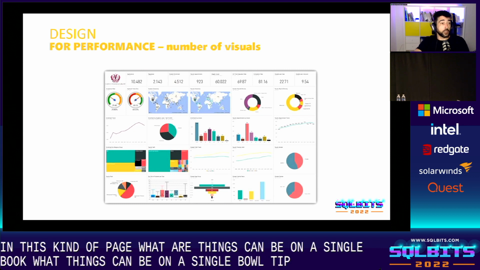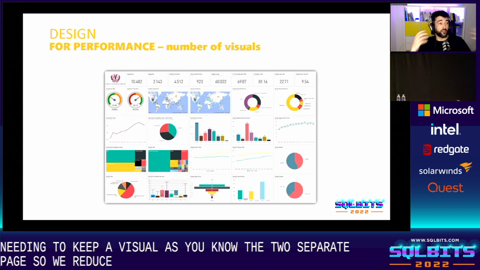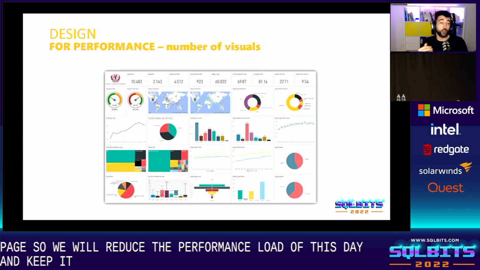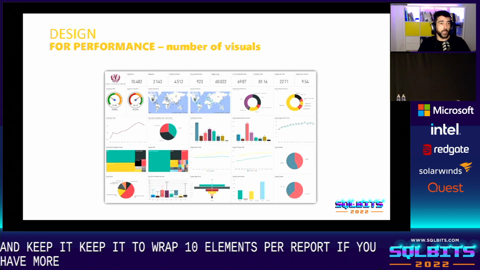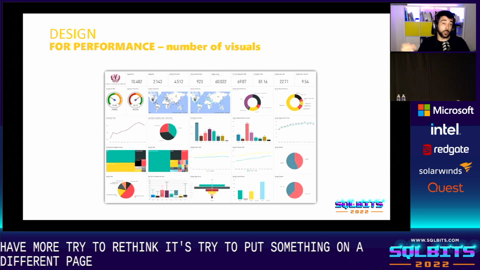without needing to keep a visual. As you know, the tooltip is on a separate page, so it will reduce the performance load of this page. And keep it to up to 10 elements per report page. If you have more, try to rethink it, try to, as I said, put something on a different page, create a drill-through page, even the drill-through report.